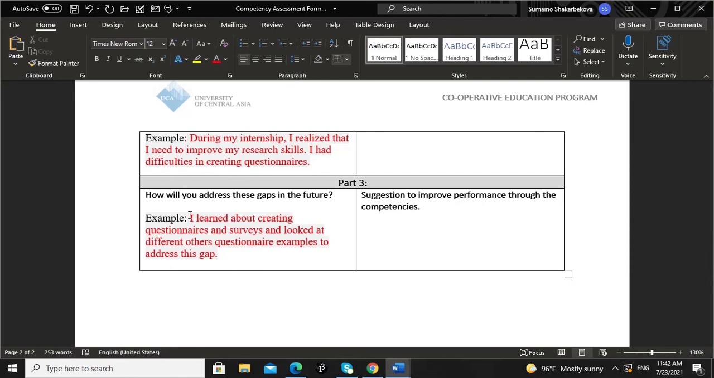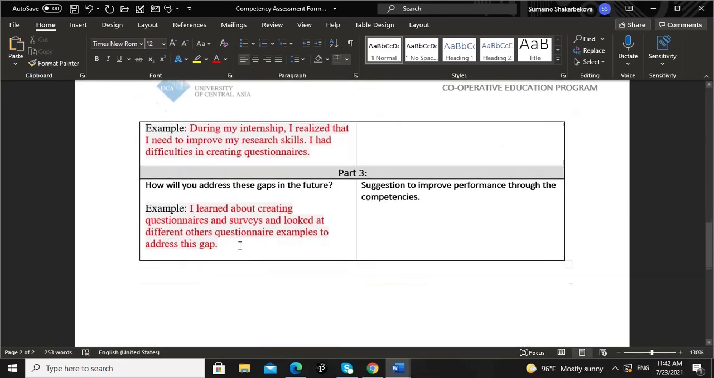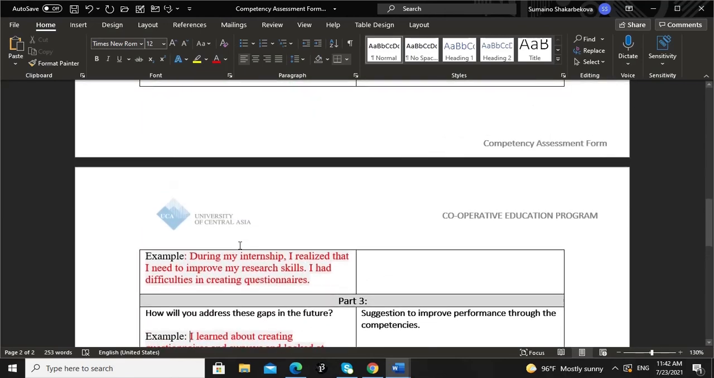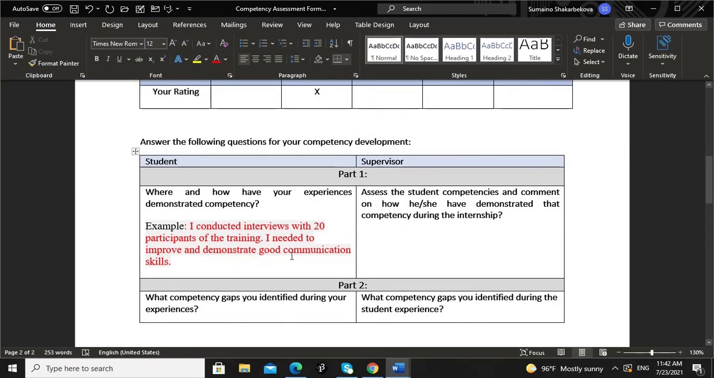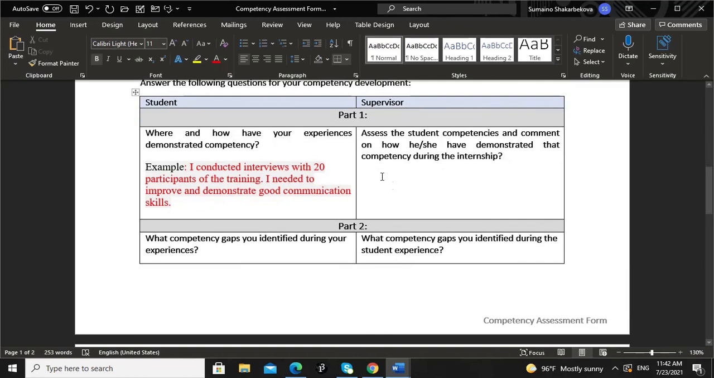Like this, students should bring recommendations, their advice, and their approach to addressing and improving those gaps in the future. Once you finish your competency assessment form and complete all of it, you should send it to your line managers, to your supervisors, and ask them to complete the part of this table which is related to them, and then send it back to you. Once students get the fully completed competency assessment form, they should send it to co-op coordinators.